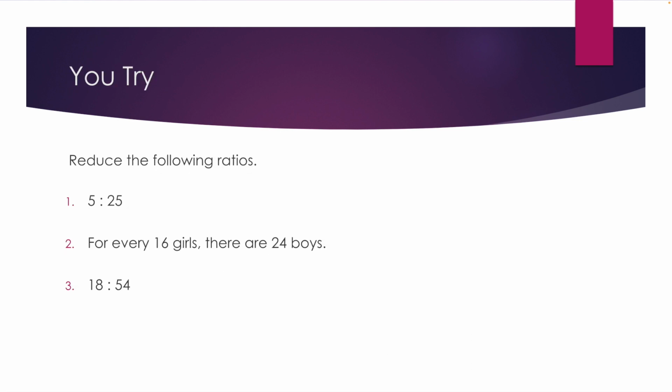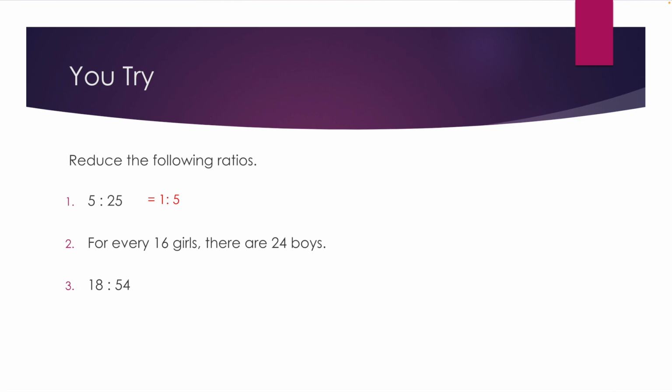So I'd like you to try reducing these following ratios. You can pause the video and then start it up again when you're ready. So for that first one, we're looking at a common factor between 5 and 25, and we can reduce by 5. So I'm going to divide both by 5, and I get 1 to 5.